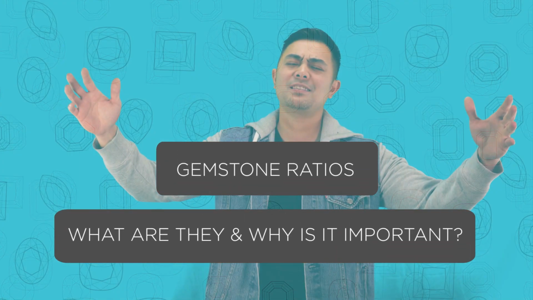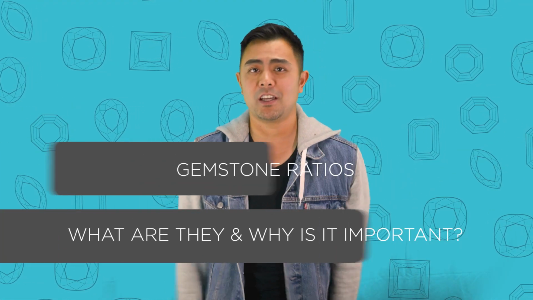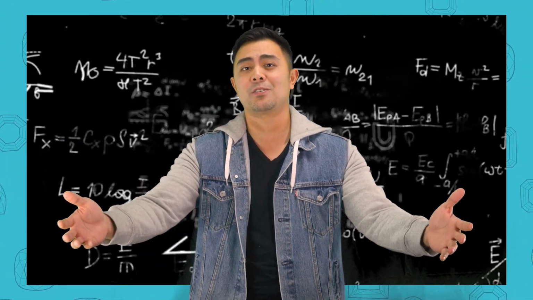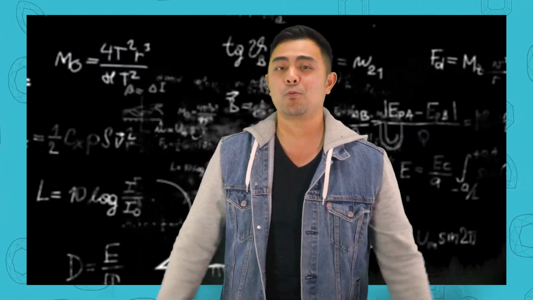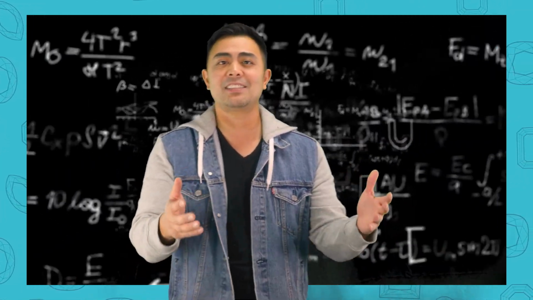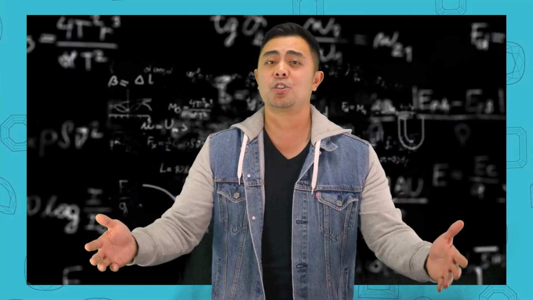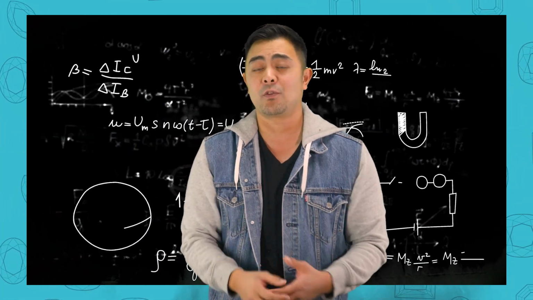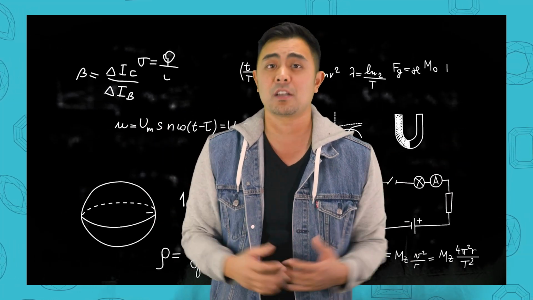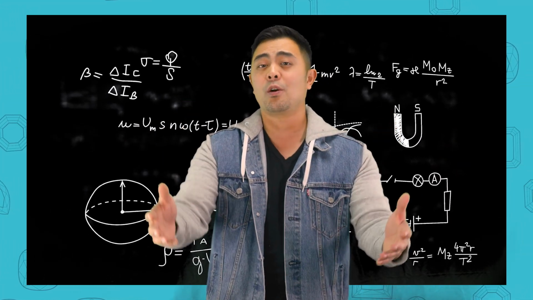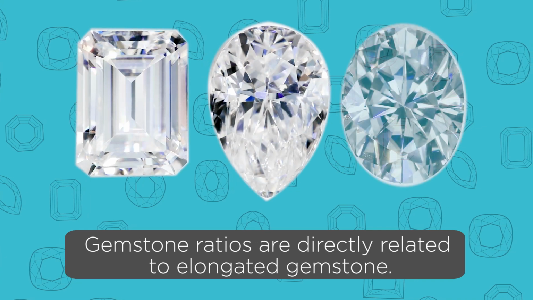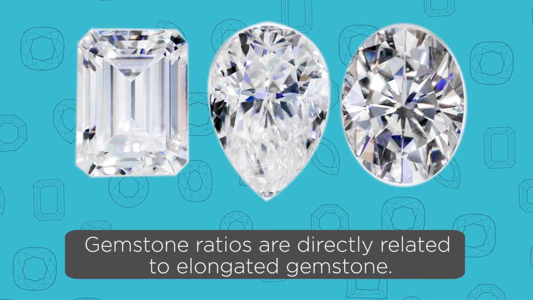Alright guys, so what is a gemstone ratio? It sounds very mathematical, and the reason why it does sound mathematical is because it is a mathematical formula. When people are dissecting the information as to what kind of gemstone they should buy, sometimes you may see a ratio when you're searching for a diamond, lab diamond, whatever it is that you're looking for. And it is actually quite important if you're looking for an elongated gemstone, such as a pear, an emerald, or an oval, because the ratio matters, and I'll explain to you why.